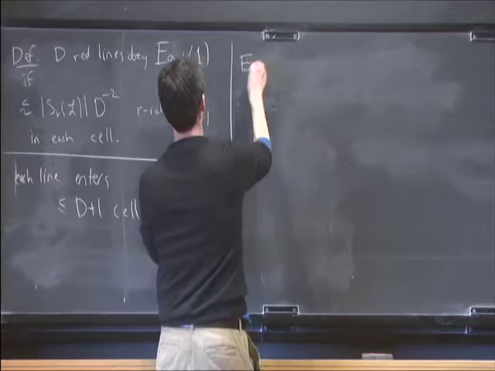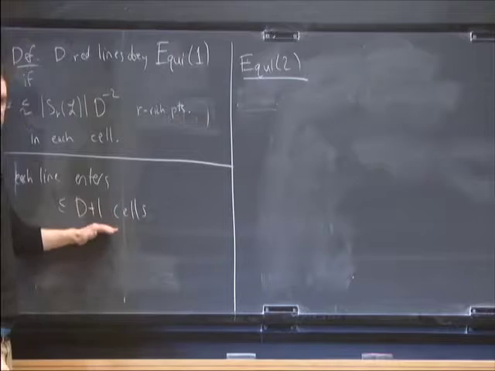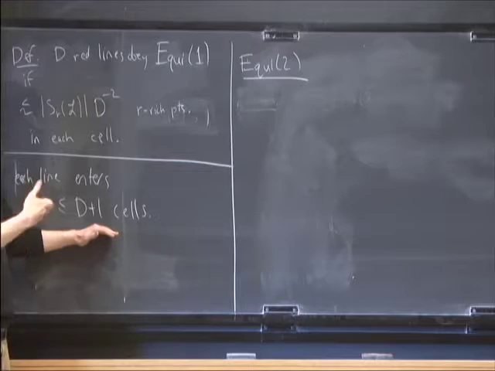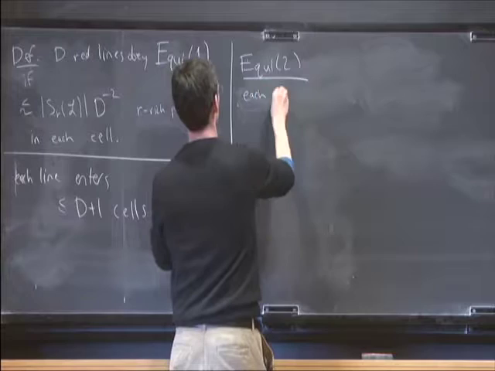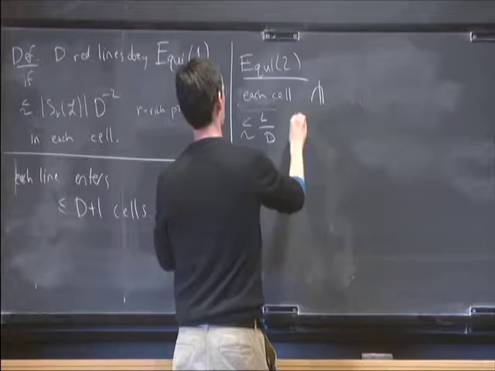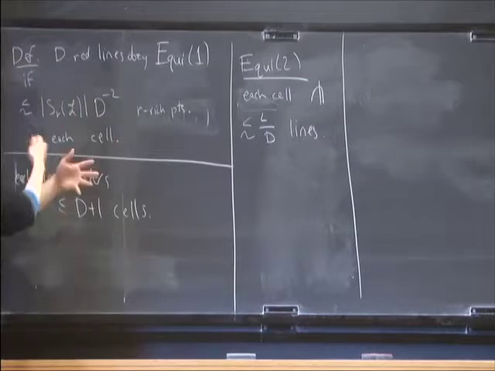So on average, equidistribution 2: since there are d squared cells and each line is in d of them, an average cell will intersect L over d lines. And if they're evenly distributed, every cell will be like that. So equidistribution 2 says that each cell intersects at most L over d lines. OK. So this is what we could hope for in terms of cutting things up evenly.